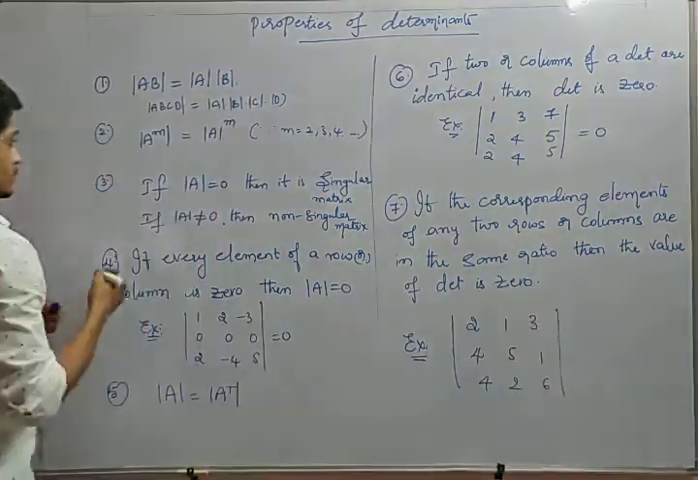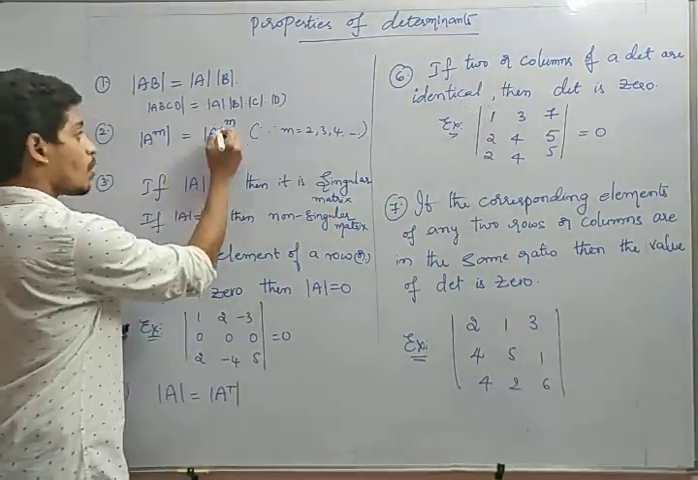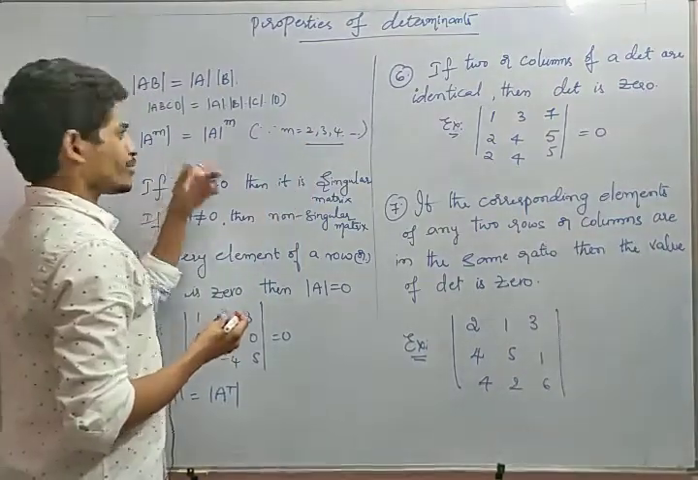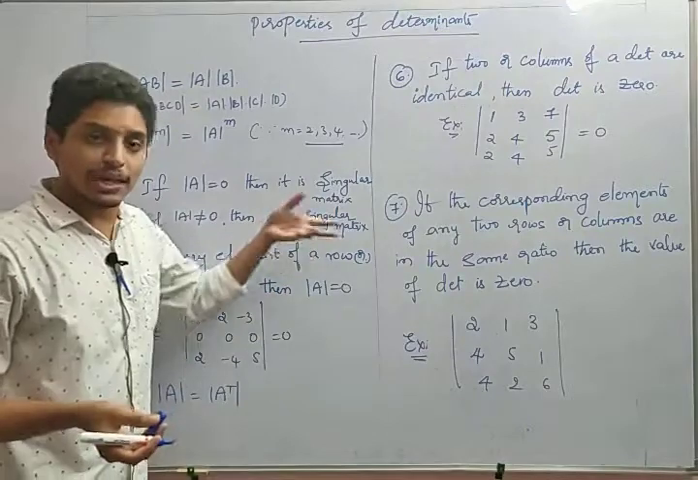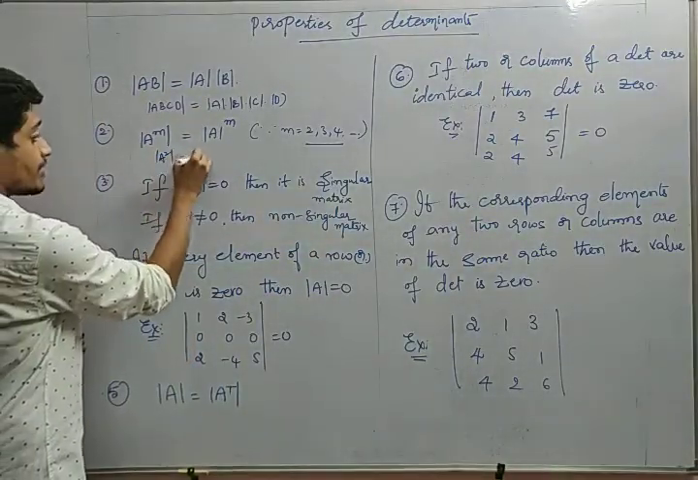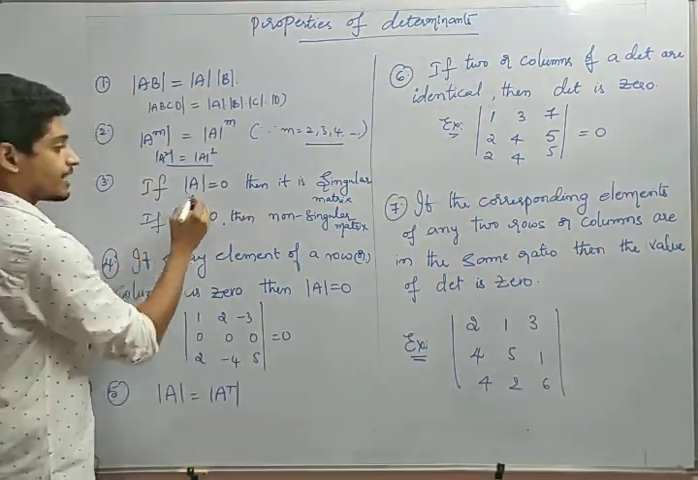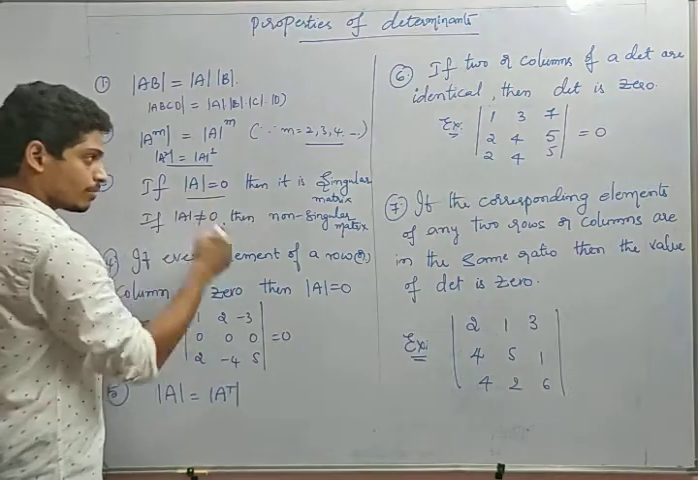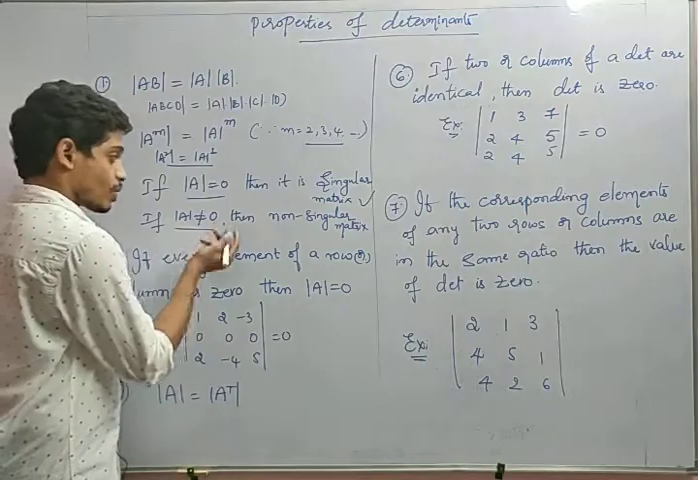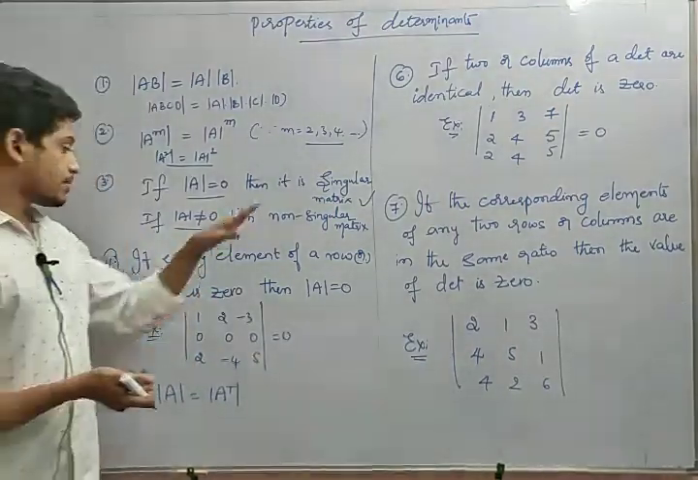Second one: determinant of A power m equals determinant A whole to the power m, where m starts from 2, 3, 4. If m equals 1, both are the same, so no need, we can start from 2. So determinant of A square is equal to determinant A whole square, both are the same. Next, if determinant of A equals 0, then it is called a singular matrix. If determinant of A is not equal to 0, then it is called a non-singular matrix. Remember these 2 names, friends.